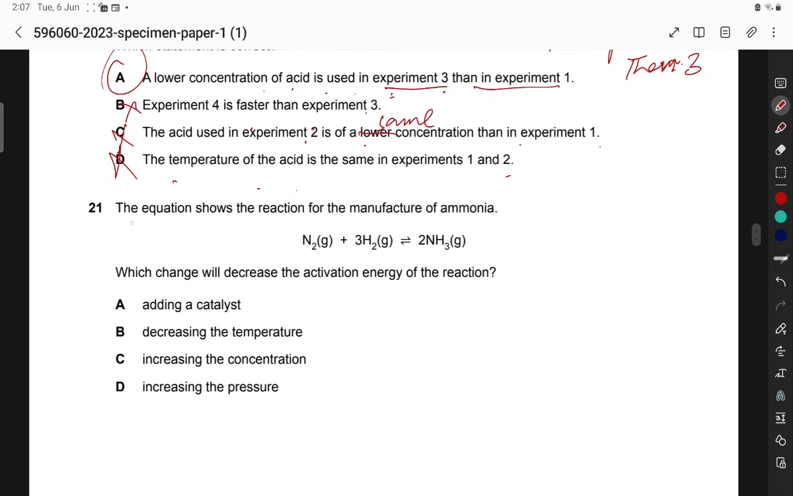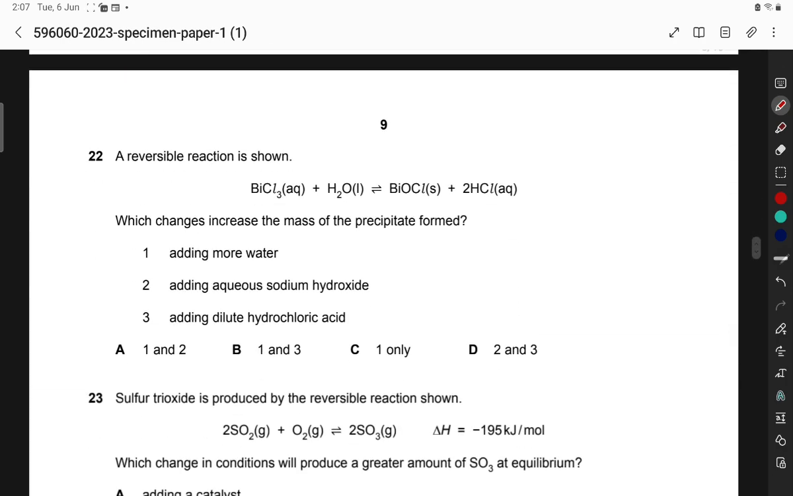Question number 21. The equation shows the reaction for the manufacture of ammonia. Which change will decrease the activation energy of the reaction? Adding a catalyst decreases the activation energy. Decreasing the temperature: activation energy does not depend on temperature, concentration and pressure. So these are incorrect.